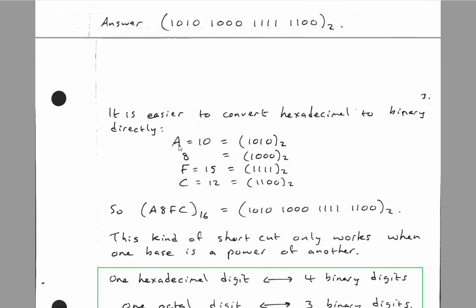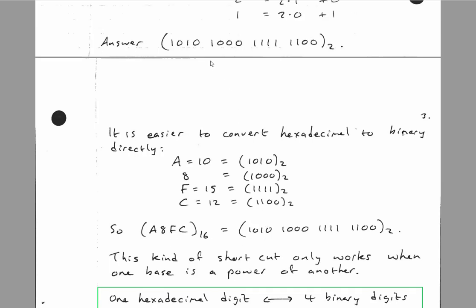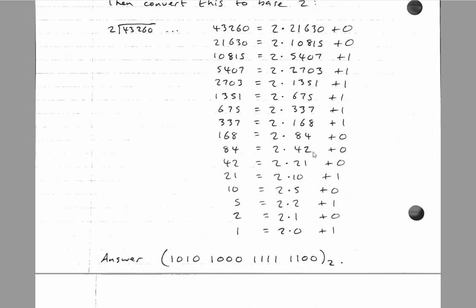And then each hexadecimal digit is really a 4-digit binary number itself. So use these pieces to get the binary representation. Okay, so you can see it's the same number we got doing it the long way.